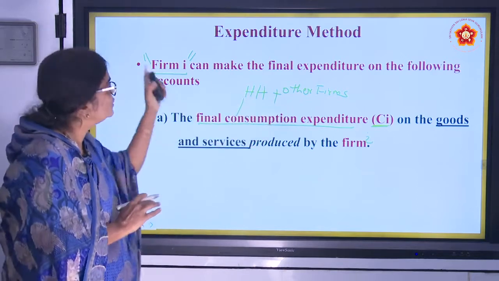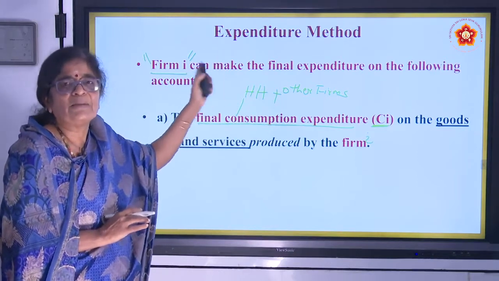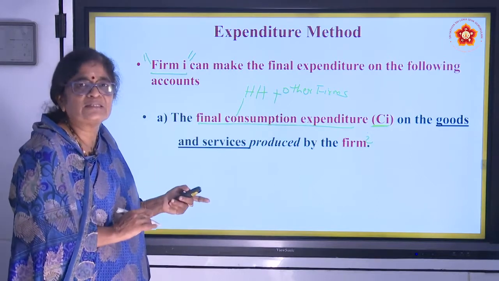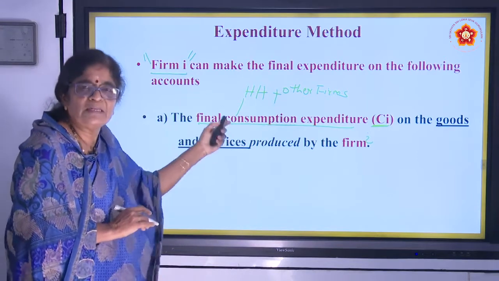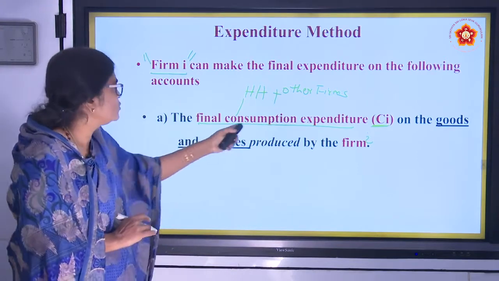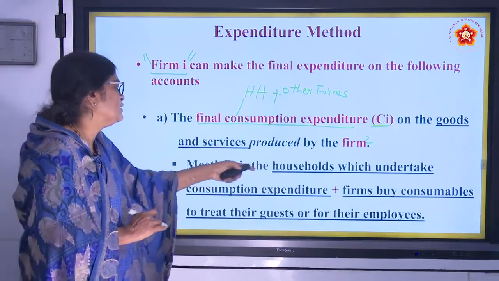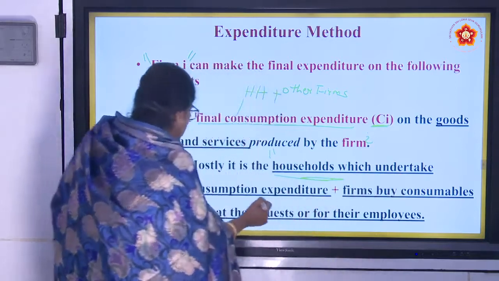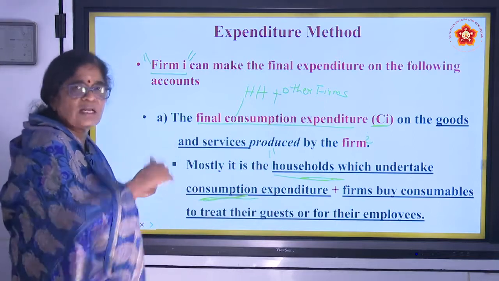This method is always asked in the board exam. Explain the expenditure method: a long answer question, 6 marks. You have to understand how to explain firm I's process, firm I's activities. Firm I, first, consumption expenditure. As I have already told, mostly it is households which undertake the consumption expenditure. Also, other firms will be there.